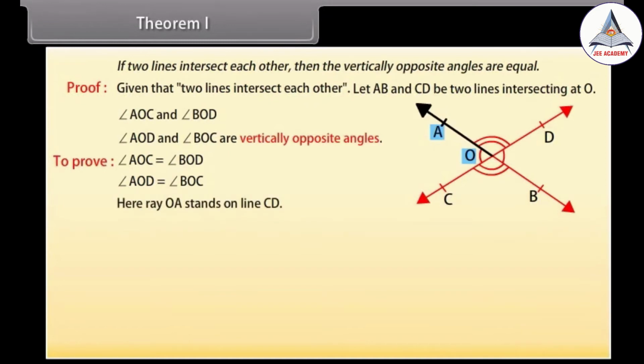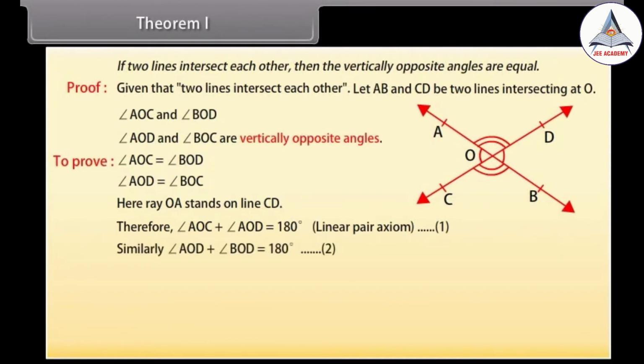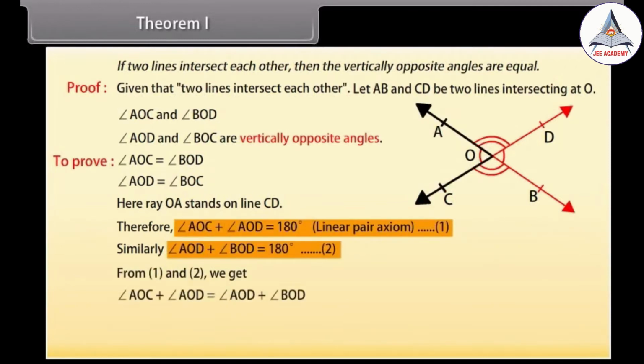Now, ray OA stands on a line CD. Therefore, angle AOC plus angle AOD is 180 degree, linear pair axiom. Mark it as 1. Similarly, angle AOD plus angle BOD is equal to 180 degree. Mark it as 2. From 1 and 2 we can write angle AOC plus angle AOD is equal to angle AOD plus angle BOD. This implies that angle AOC is equal to angle BOD. Similarly, it can be proved that angle AOD is equal to angle BOC.